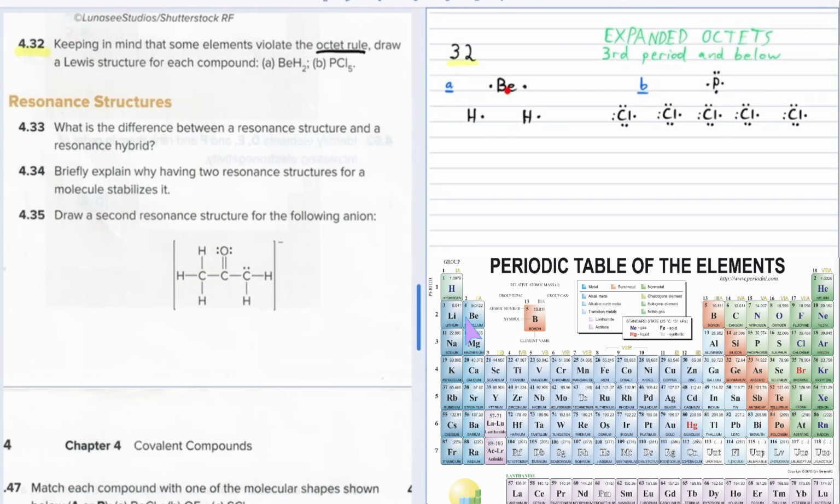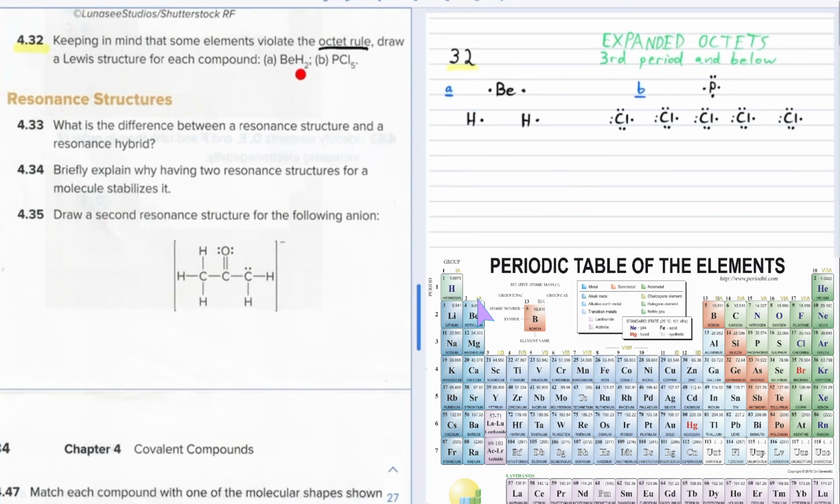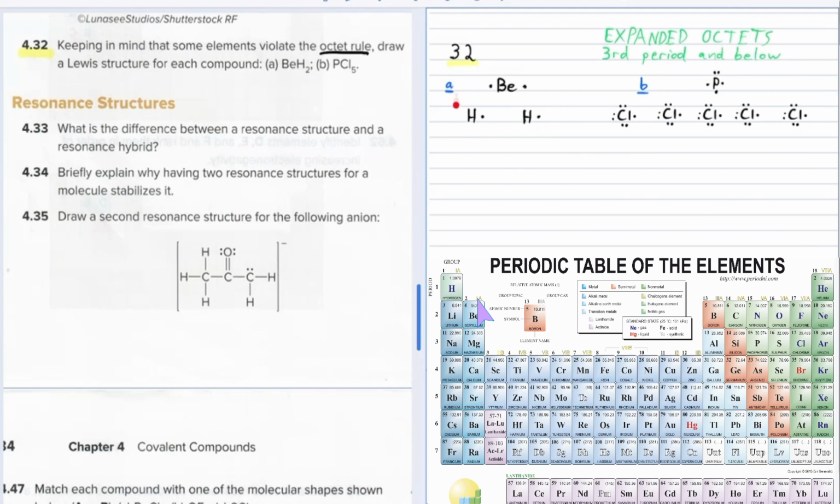So beryllium has 2 valence electrons. It's in column 2A. It tends to form 2 bonds, and that's perfect because there are 2 hydrogens here. So, 2 hydrogens. And so here are the dot structures for all of the atoms. You can see beryllium will form a bond to each hydrogen. And if you connect the atoms together properly, it looks kind of like this.